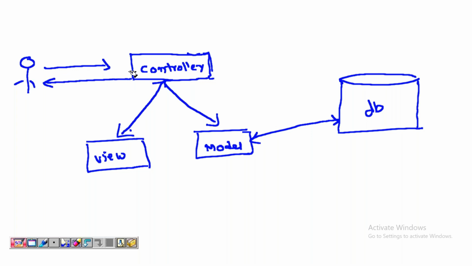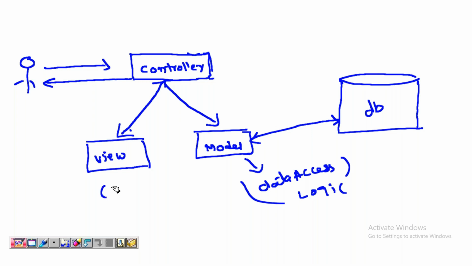In MVC, the total application is divided into 3 parts. Which logic will the model contain? Data access logic. Which logic will the view contain? UI logic. And which logic will the controller contain? The controller will contain execution logic.